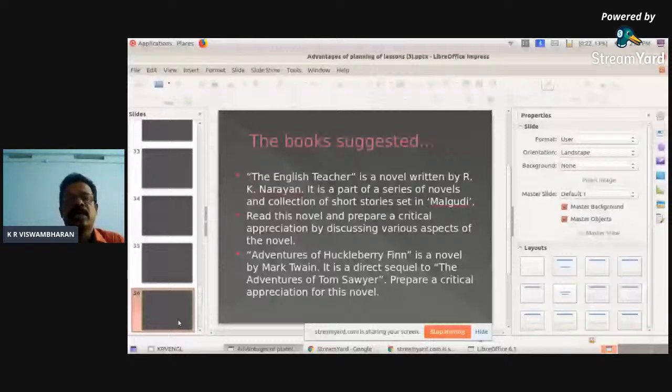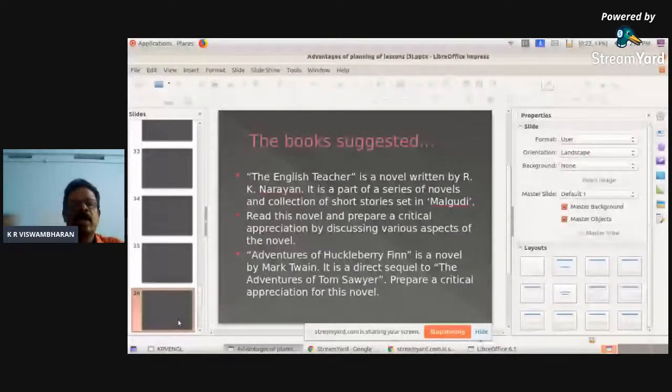And The English Teacher is a novel written by R.K. Narayan. It is a part of a series of novels and a collection of short stories set in Malgudi. Read this novel and prepare a critical appreciation by discussing various aspects of the novel. This is the suggested activity. Two activities are suggested in your curriculum. One is My Story by Kamala Das, and the other is The English Teacher.